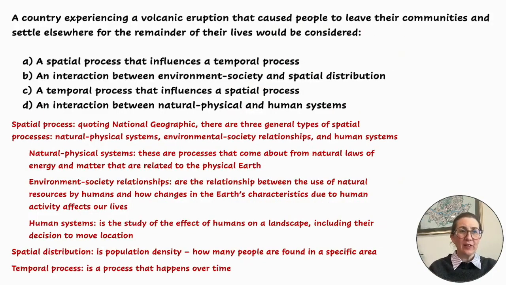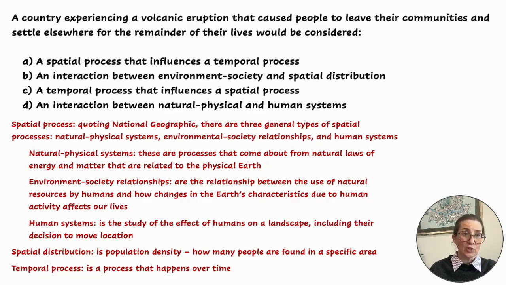A country experiencing a volcanic eruption that causes people to leave their communities and settle elsewhere for the remainder of their lives would be considered A, a spatial process that influences a temporal process, B, an interaction between environment, society, and spatial distribution, C, a temporal process that influences a spatial process, or D, an interaction between natural, physical, and human systems.